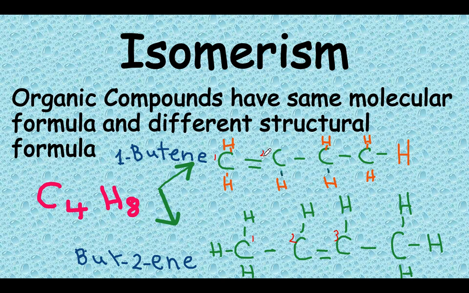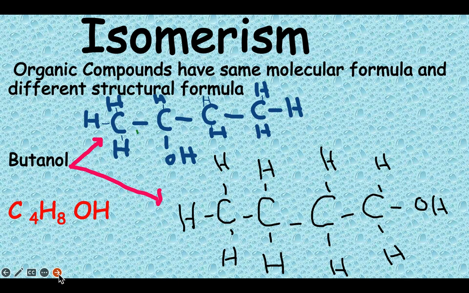Why? Because they have the same molecular formula, meaning the same number of carbons and the same number of hydrogens, but they have different structural formula. Here the double bond is between the first and the second, so we call it 1-butene. And there is another compound called 2-butene, with the double bond between the second and the third. So we call them isomers. Another example is the alcohol butanol. Let's count how many carbons: 1, 2, 3, 4. So they have 4 carbons.